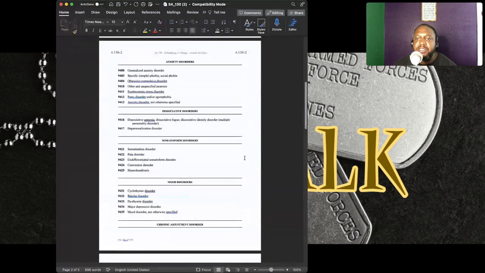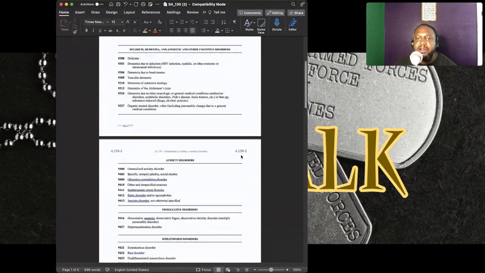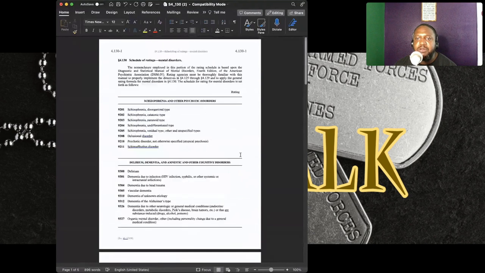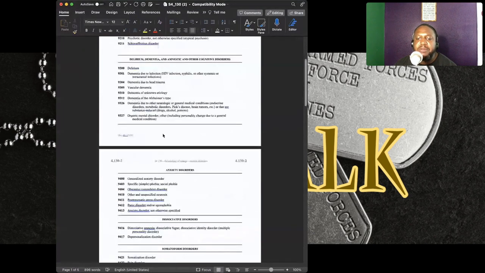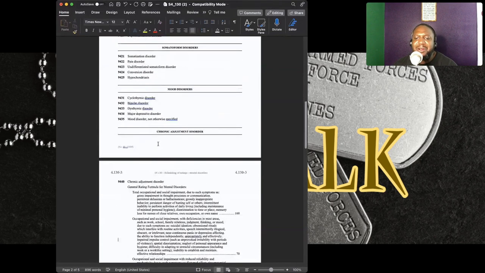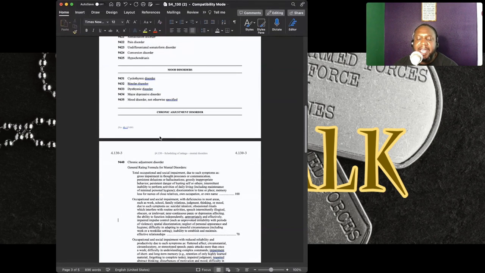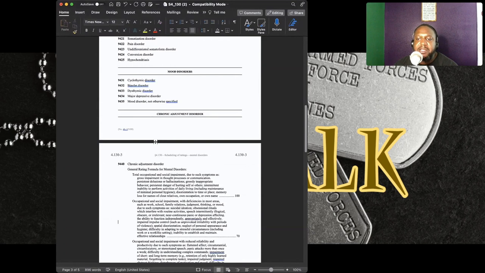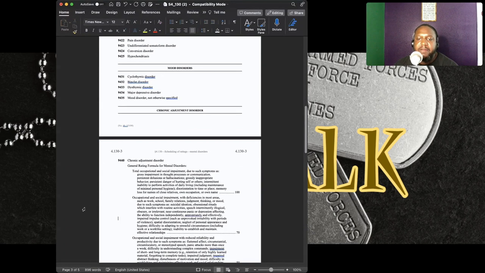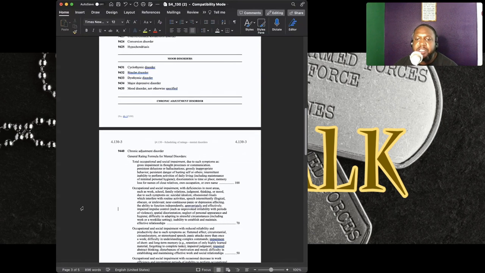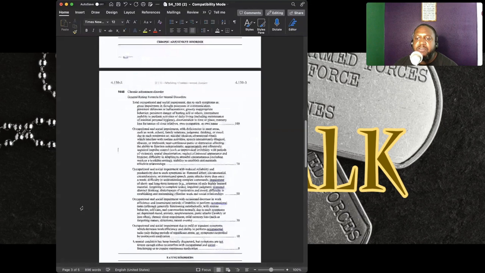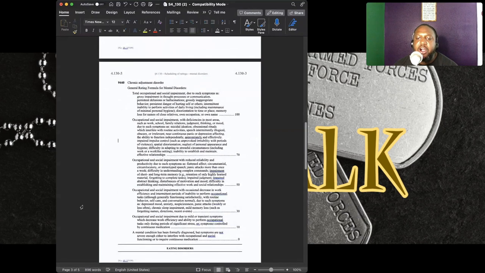So as you can see here, we can see all of these different diagnoses for mental health, from schizophrenia all the way down to mood disorder. They have so many different categories within those boxes. If you look on the screen, you can see 940, which is chronic adjustment disorder. Most veterans are trying to figure out why they aren't rated higher than what they're rated at.